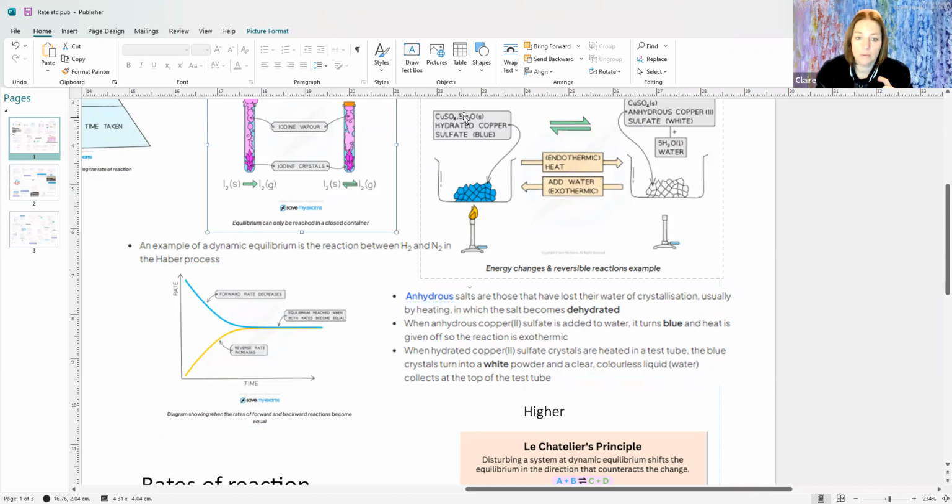With hydrated copper and anhydrous copper, remember the colours. That might help you. Anything to do with copper is typically blue, but here you've got the anhydrous copper sulfate, which is white. Know the colours of it. When they are heated, blue crystals will turn into white powder and a clear colourless liquid, which is the water. Be familiar with what those particular ones look like as well.